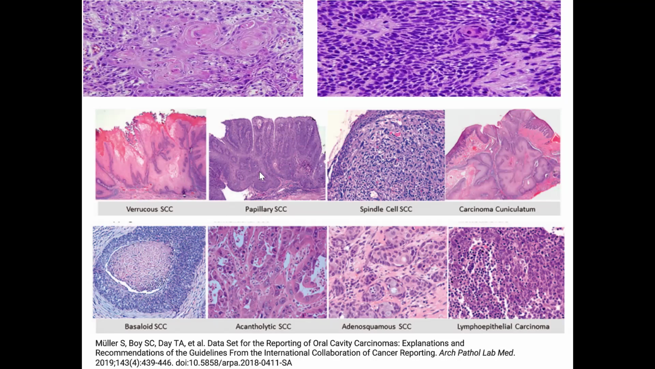Maybe papillary as well. In the middle category, probably basaloid and spindle and lymphoepithelial, and then more aggressive, the adenosquamous and the acantholytic. And then we're going to go over all of them.